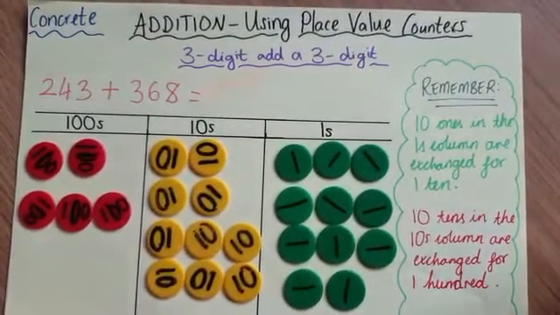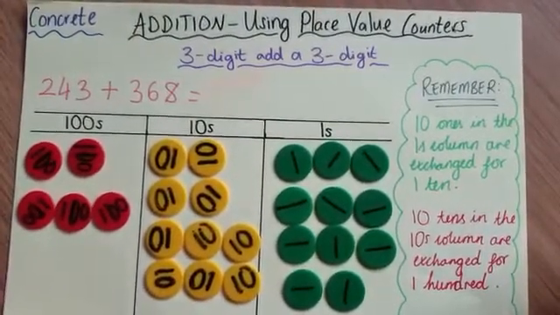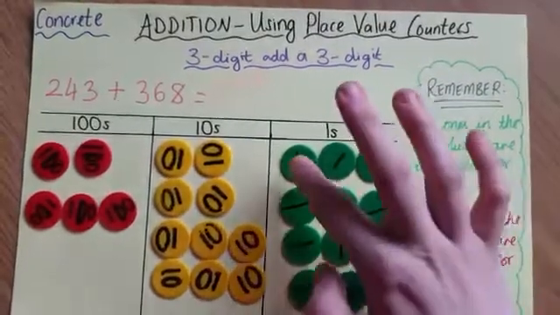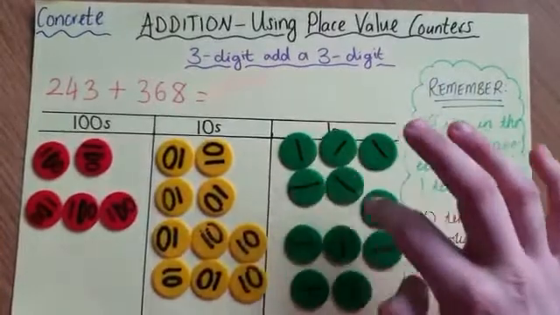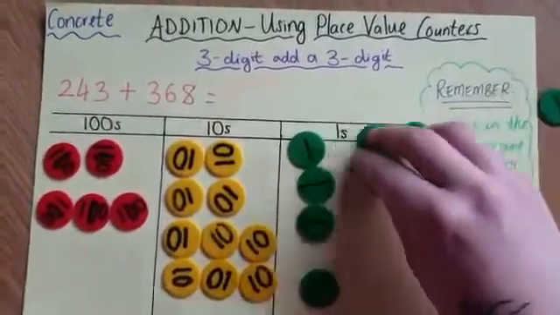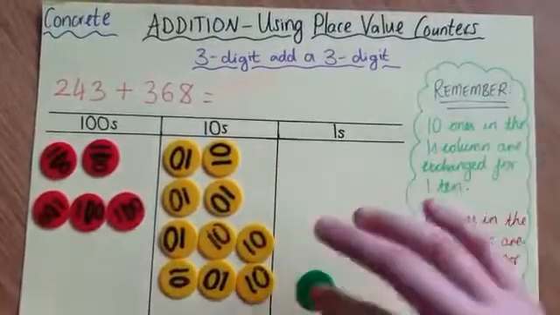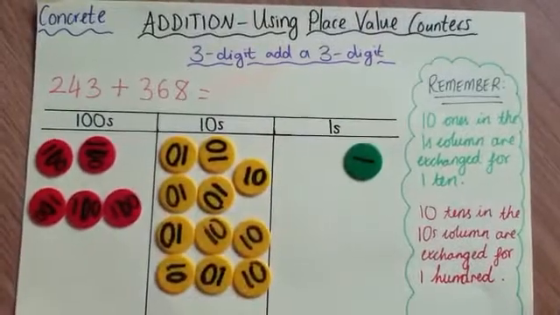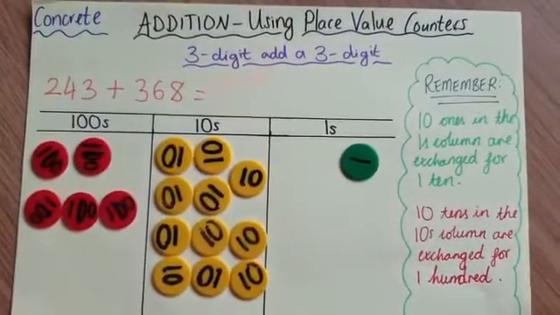Now we're going to work out the answer. We need to remember that if there are 10 ones in the ones column, we need to exchange them for a 10. So I have 1, 2, 3, 4, 5, 6, 7, 8, 9, 10. So I know I can remove those counters and exchange for an additional 10. So I've only got 1 left.